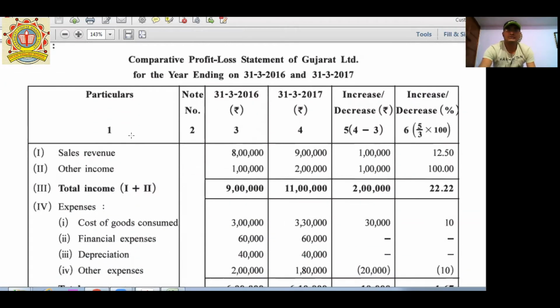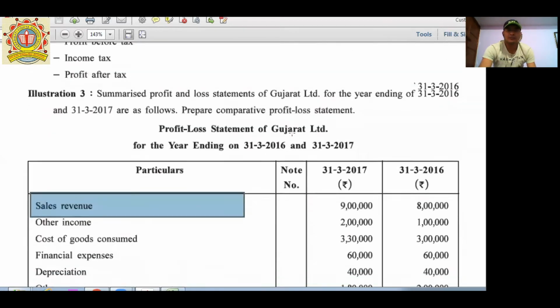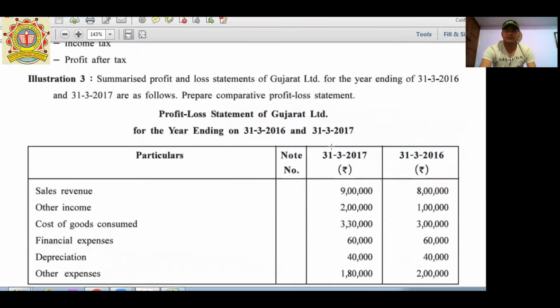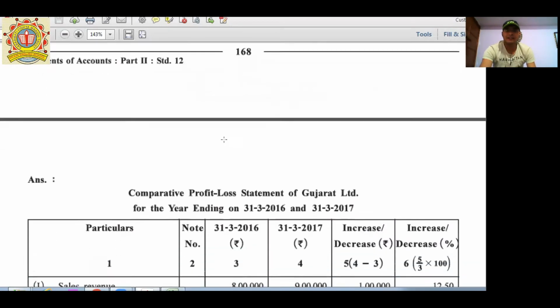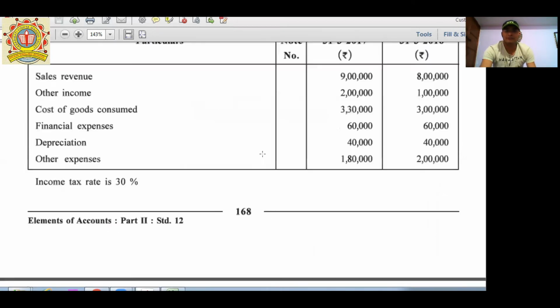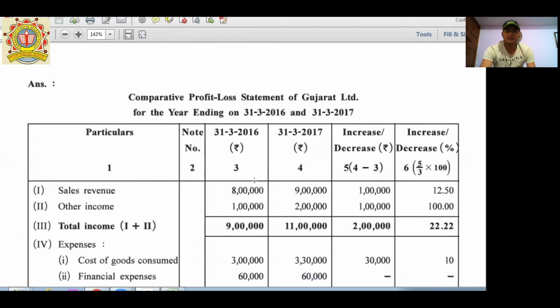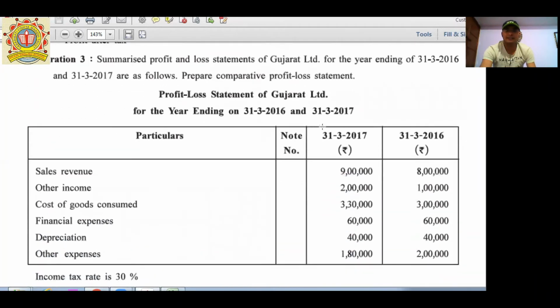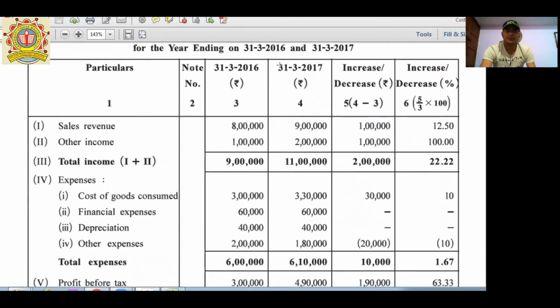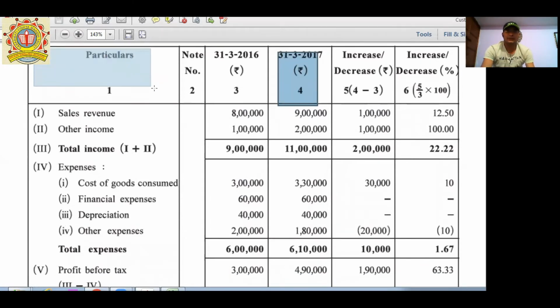So we have sales, other income, and on the expense side COGS, financial expense, depreciation and other expense. But remember one thing: in the question it is 31st March 17 and then 16, but in the statement first of all it is the previous year and then the current year. So put all the values of 2016 in the third column and all the values of 2017 in the fourth column. Got it? Now we have prepared columns 1 to 4.